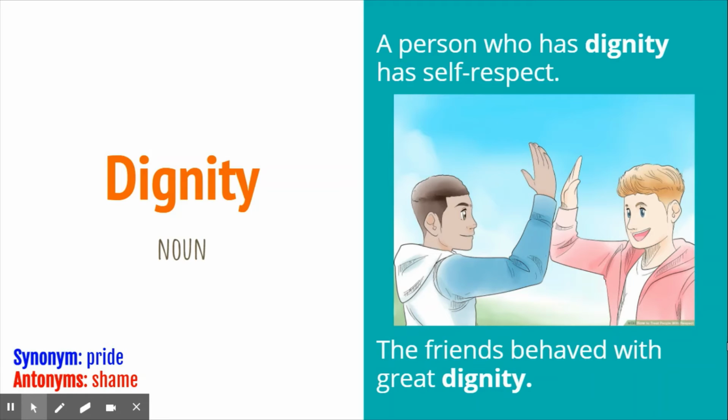Let's read the sentence. The friends behaved with great dignity. And here I have a synonym and an antonym. So a synonym for dignity is pride. Pride in a good way, okay? Remember, there's always pride in a bad way, but this is a good pride. And an antonym is shame.